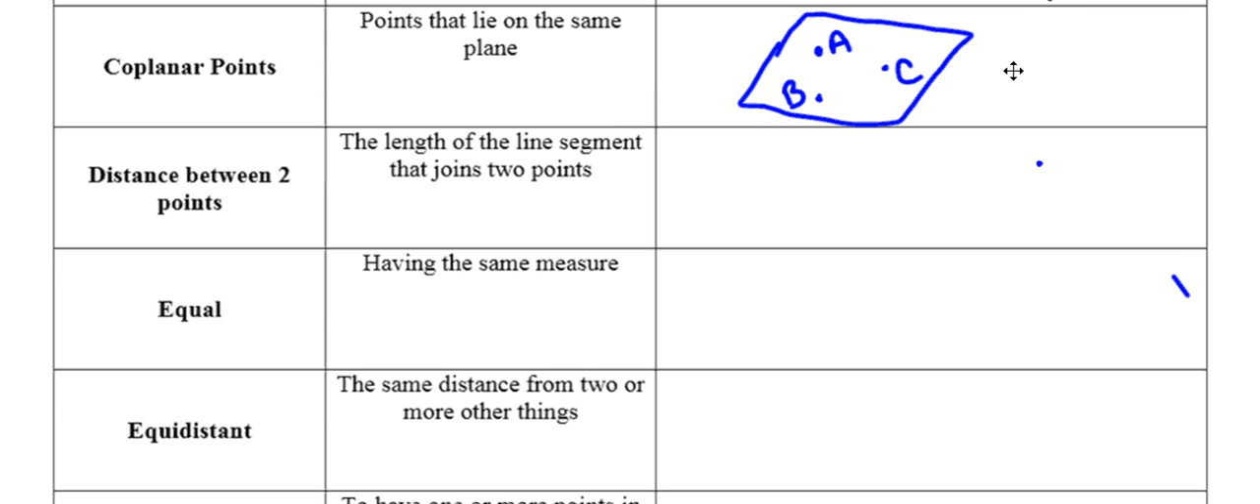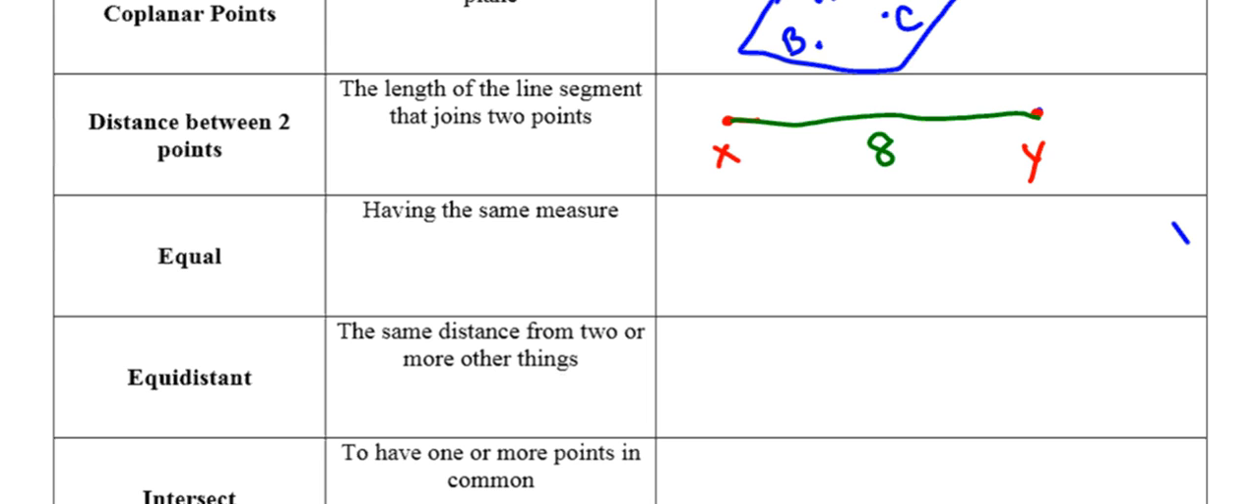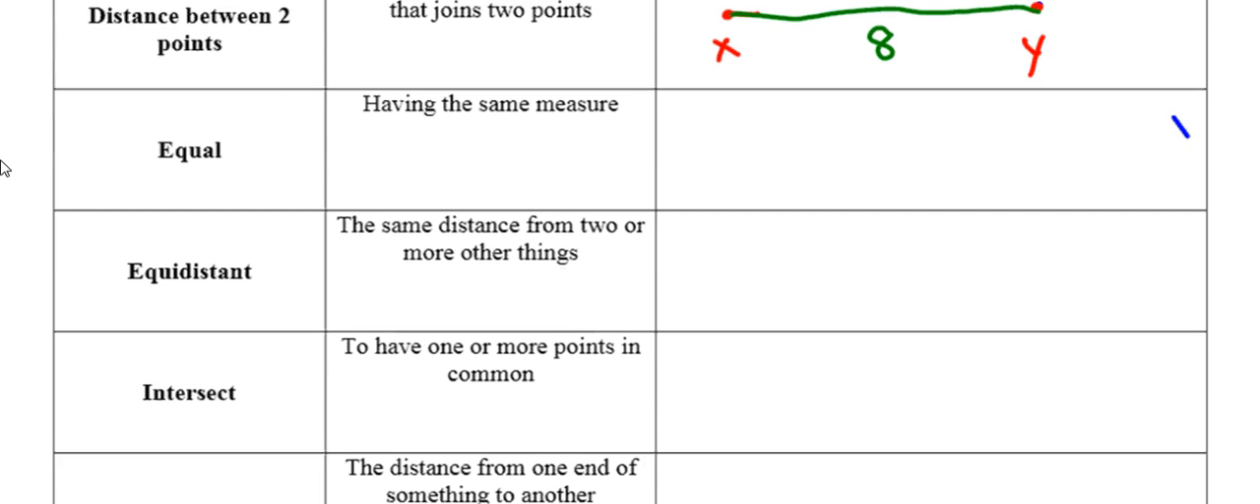The distance between 2 points is going to be the length of the line segment that joins them. So in other words, if these are my 2 points, X and Y, the length of that green line segment that joins them is going to be the distance between points X and Y. So in this case, we would say that the distance between points X and Y is 8 units long.